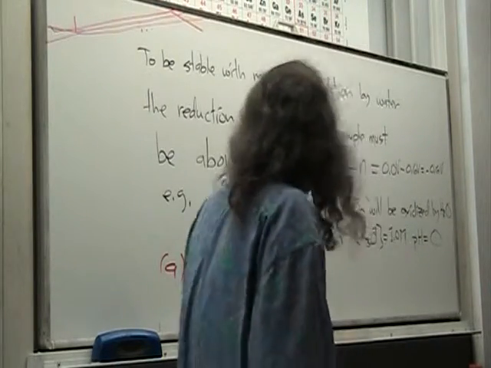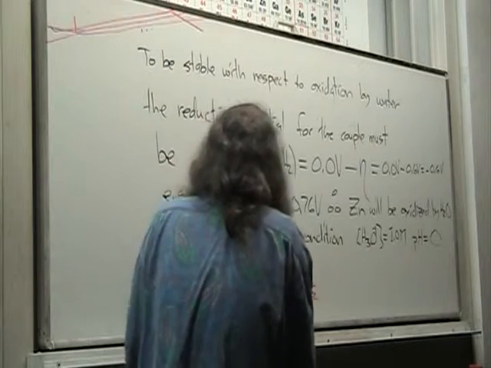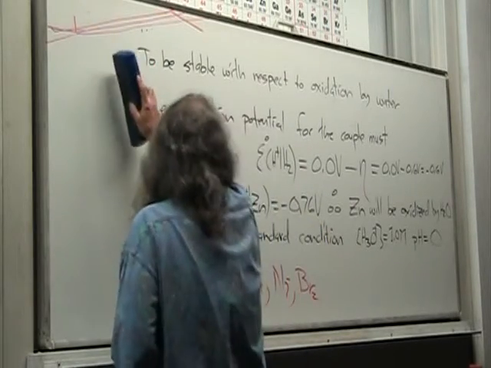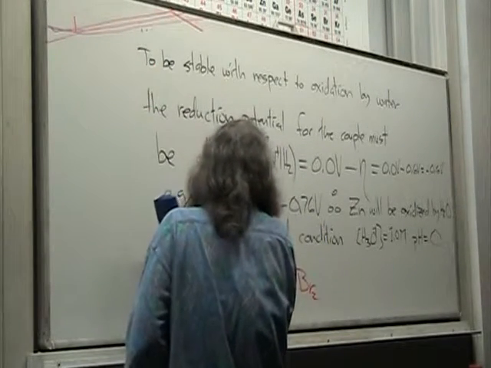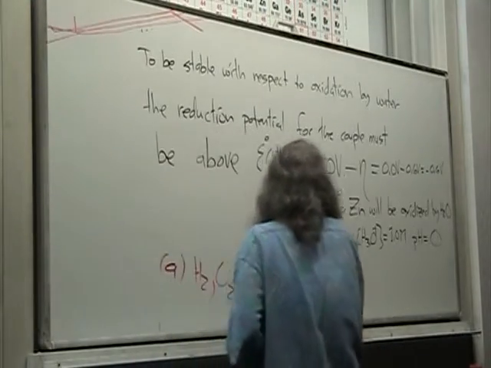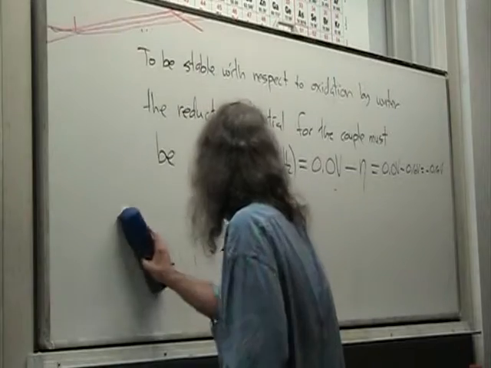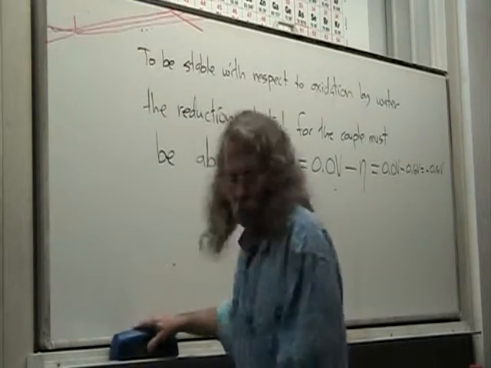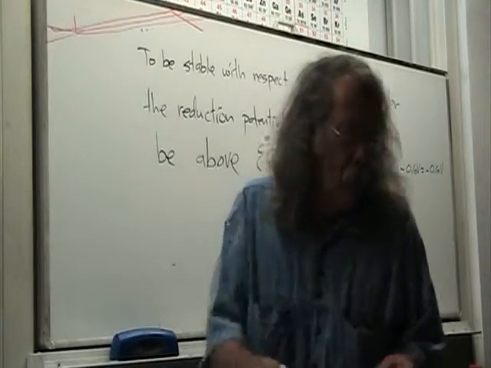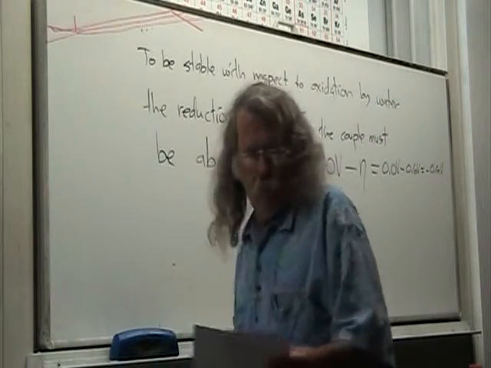Which ions are stable in water at pH 0? I guess I can erase this. That was A. Now let's get B down there. Wait, why is the zinc ion okay?